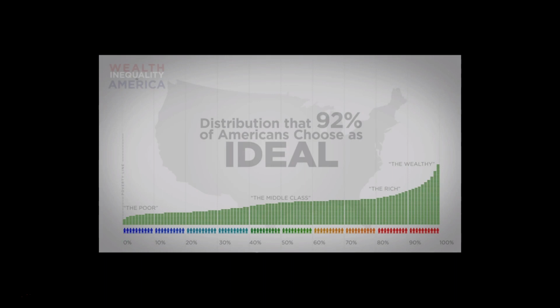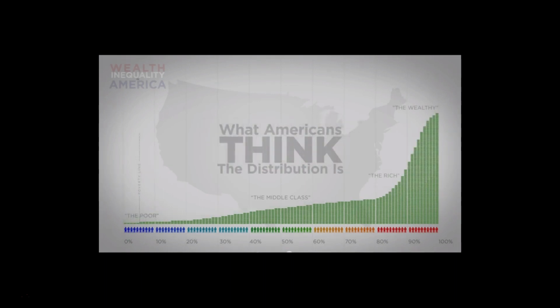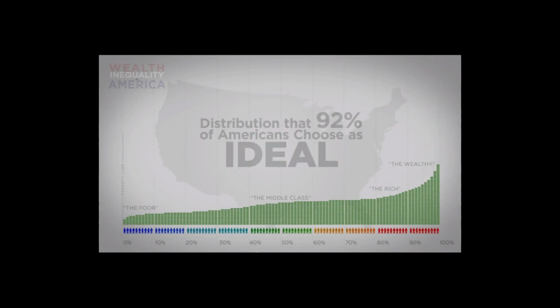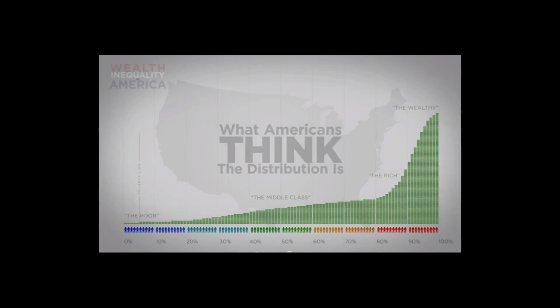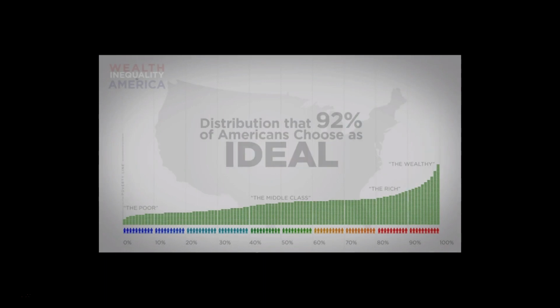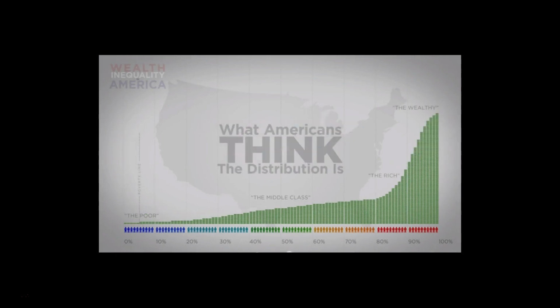Then when polled, this is what Americans say they think it actually is. So what you're looking at is what most Americans think is the ideal. This is what most Americans think the distribution is. Okay, so there's a disparity between what they think it should be and what they think it actually is. Most Americans say it should look something like this, but it probably looks more like this.